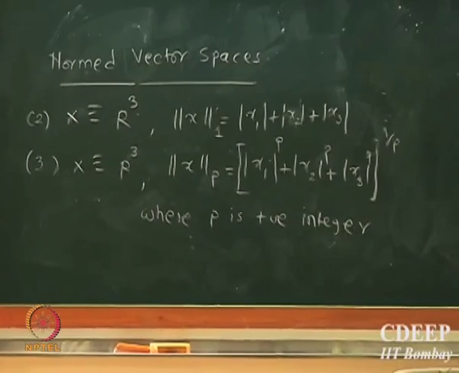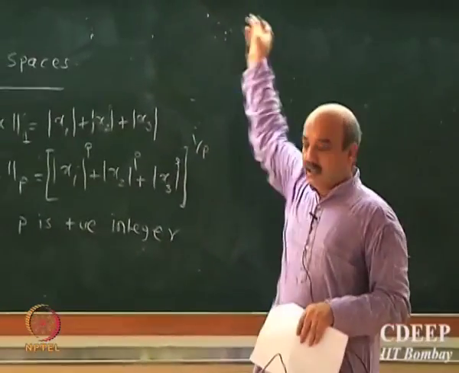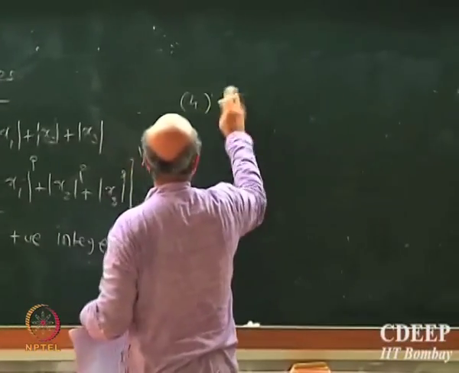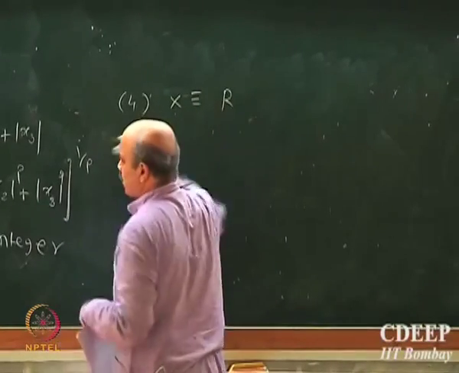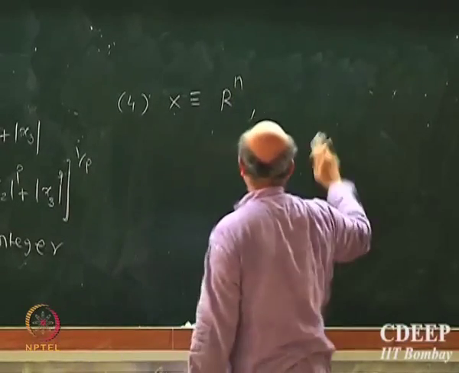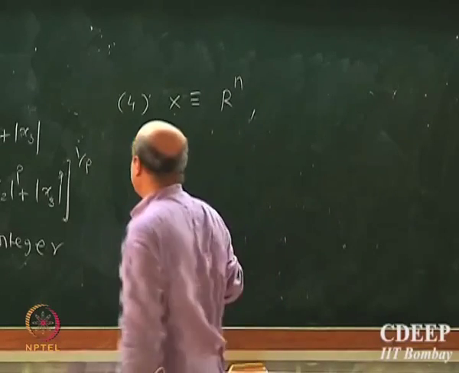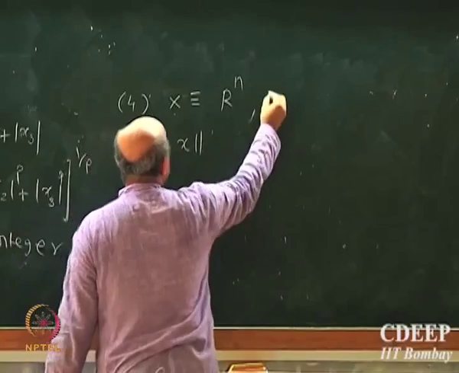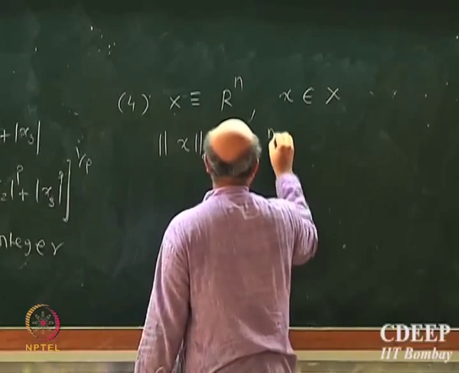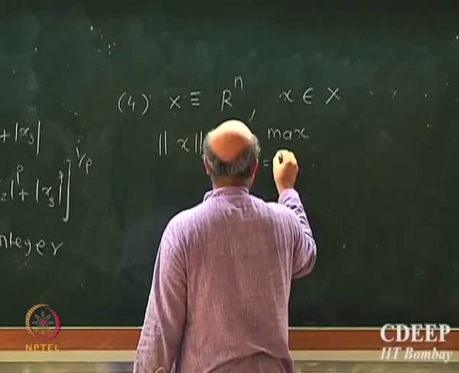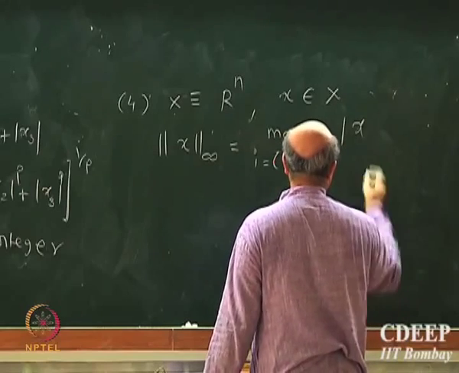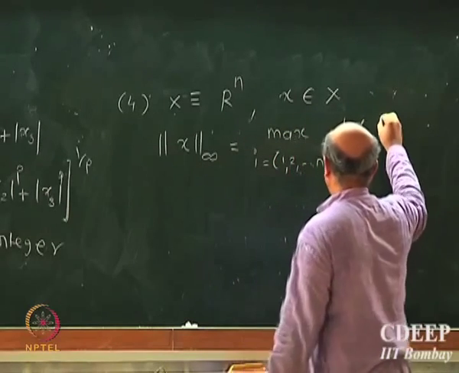What about the set of continuous functions? How do we define norm on it? Well, before I move to that, let me give you one more example, which is in line with the P norm. My fourth example is going to be X. Now, instead of writing R3, I'll move to Rn. And then I'm going to define what is called the infinite norm. For any element x that belongs to X, the infinite norm is defined as the max over i equal to 1 to n of mod xi.